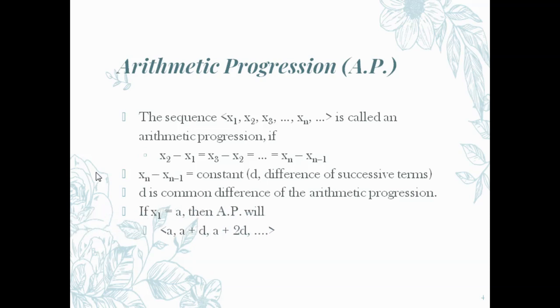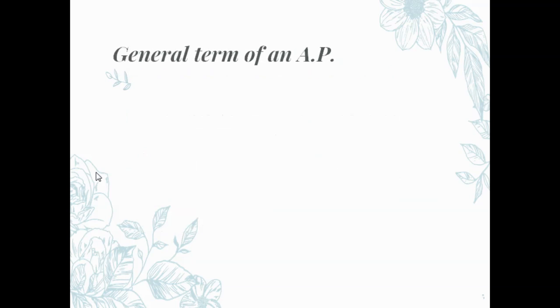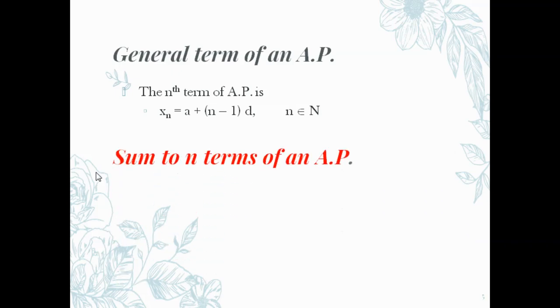Then the AP will be a, a plus d, a plus 2d, and so on, because d is the common difference of the arithmetic progression. General term of an AP. The nth term of an AP is xn equal to a plus n minus 1 into d. Here a is the first term and d is the common difference. N is a natural number.